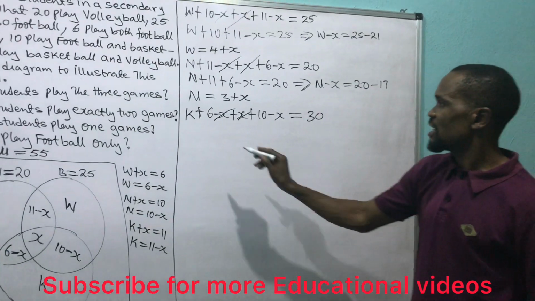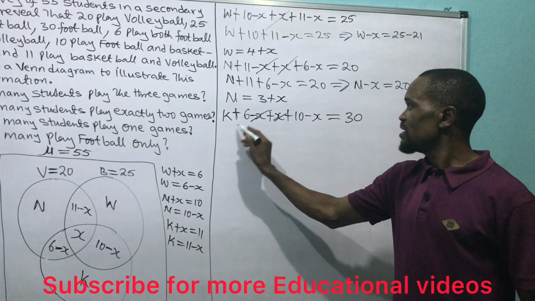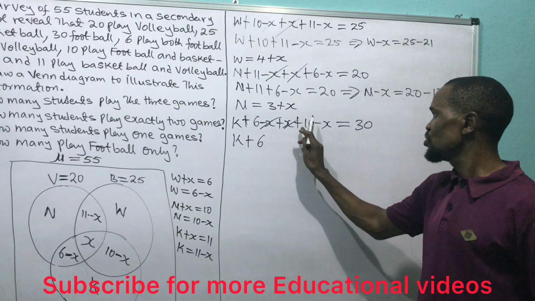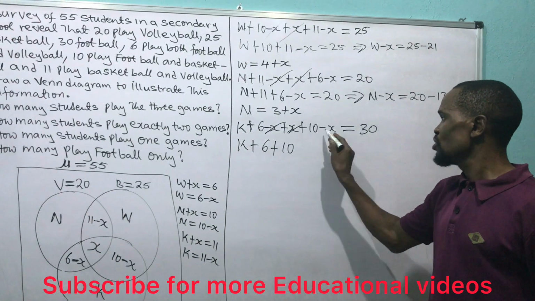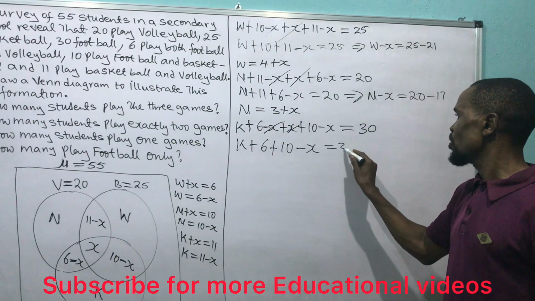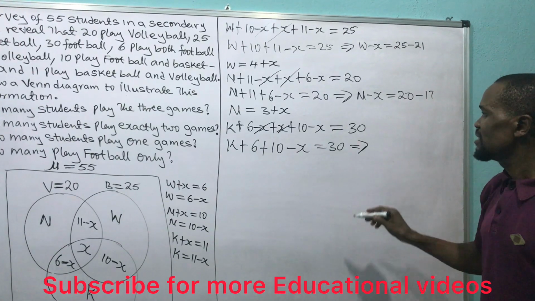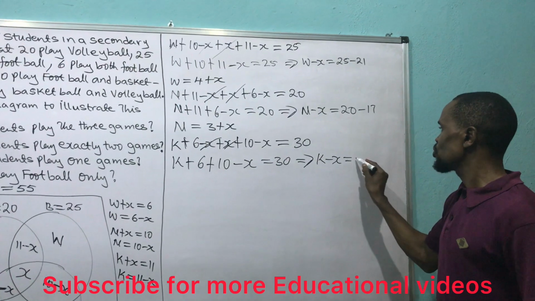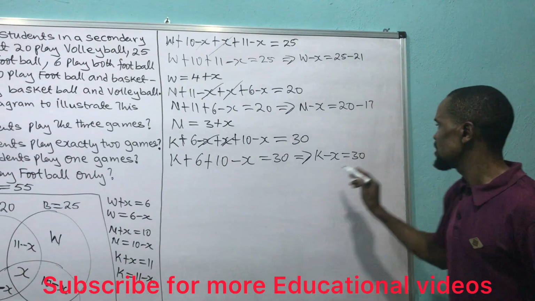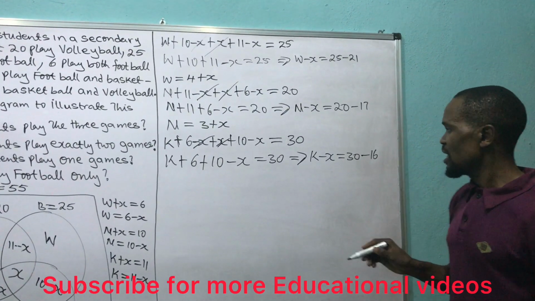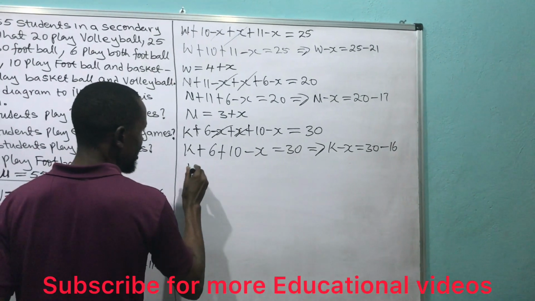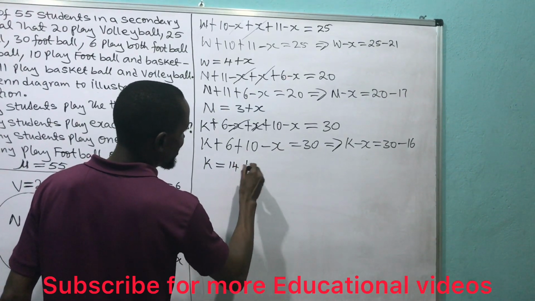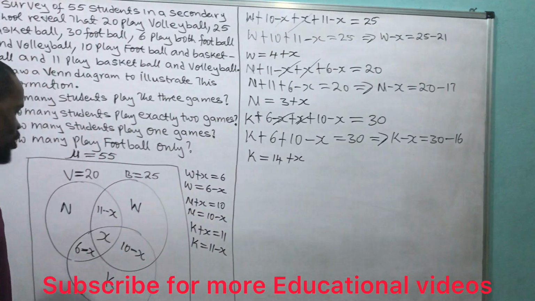Then this means I have K plus 6, this is a plus 6, the plus here is 10, and the minus X, is equal to 30. That implies that K minus X is equal to 30. This plus this is 16, minus 16. And this gives me that K is equal to 14 plus X. And that's it. Then I've gotten all.